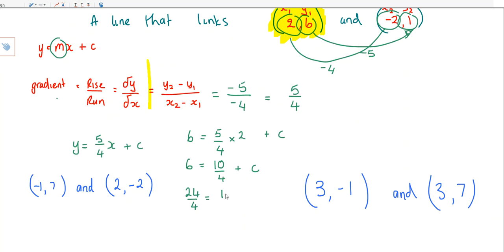So 24 over 4 is equal to 10 over 4 plus what? C. But C must be a fraction. 14 over 4, yes? Why? Because 10 over 4 plus 14 over 4 makes 24 over 4. So therefore, my equation is y equals 5 over 4x plus 14 over 4. Now I could, however, change 14 over 4 into 7 over 2, which would be 3.5 if I did it in decimal.